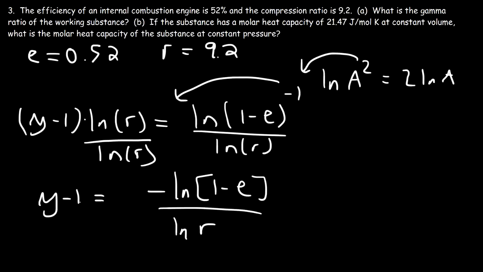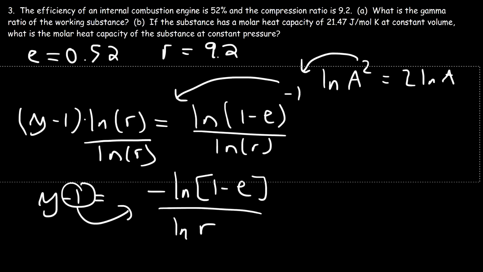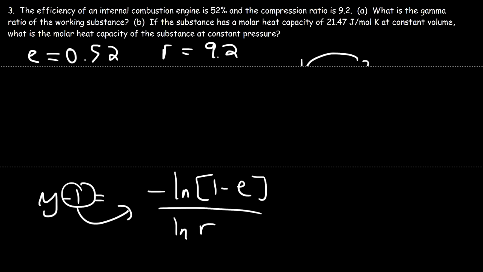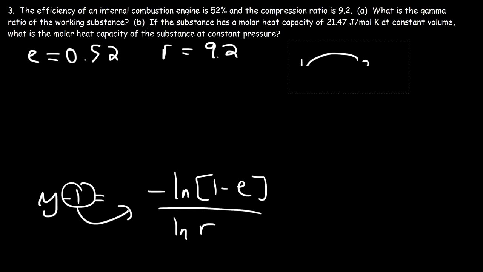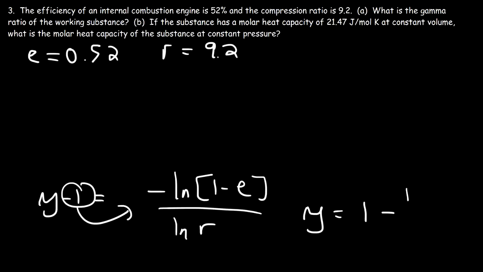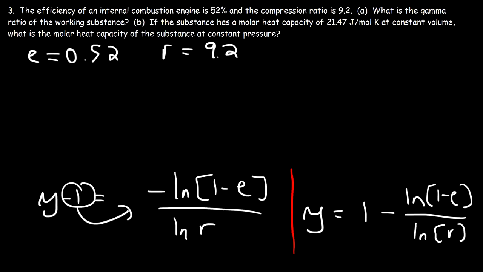And I'm going to add 1 to both sides. I'm going to move this to that side. And so therefore, the gamma ratio is going to be 1 minus the natural log of 1 minus e divided by the natural log of the compression ratio. So this is the formula that you want to use to calculate the gamma ratio.